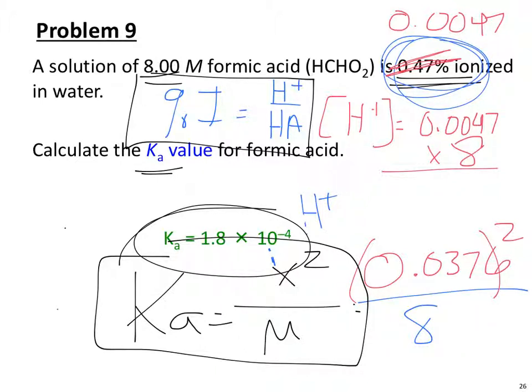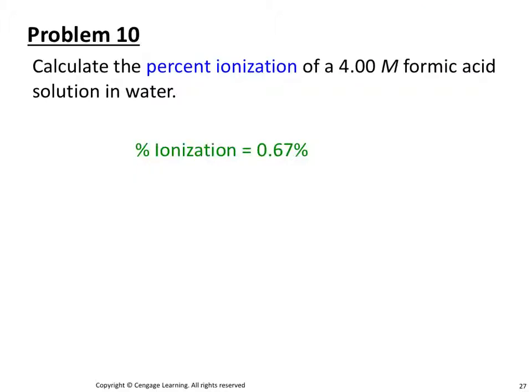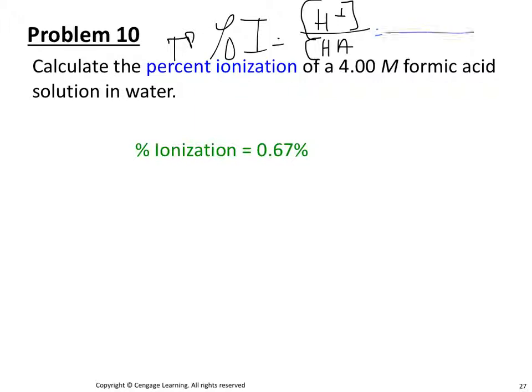Calculate the percent ionization. All right, so we know that percent I is equal to H plus over HA. Calculate the percent ionization of formic. Oh, okay. Here's the problem. What do we have so far of the percent ionization formula? We've got the original concentration, which is 4, right? What are we missing? H plus. Well, obviously we're solving for percent I.